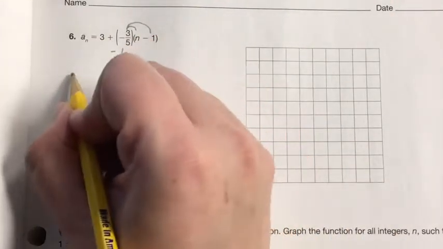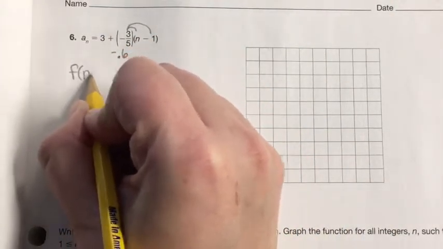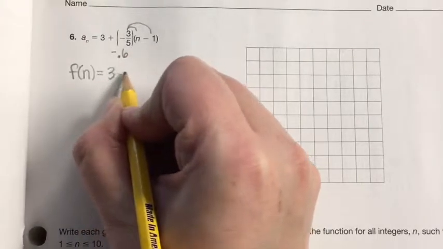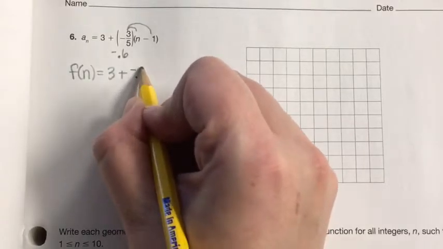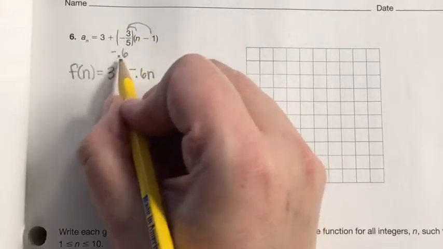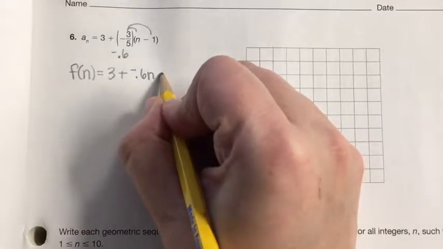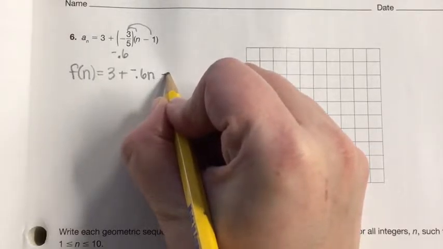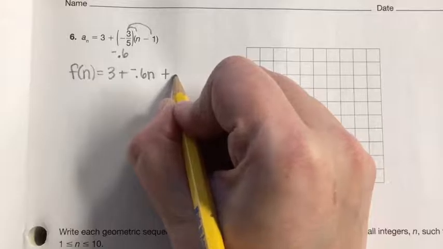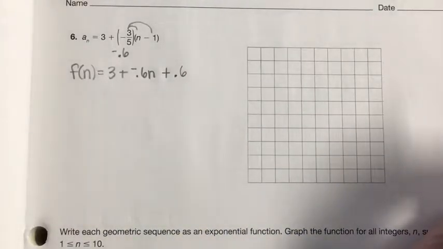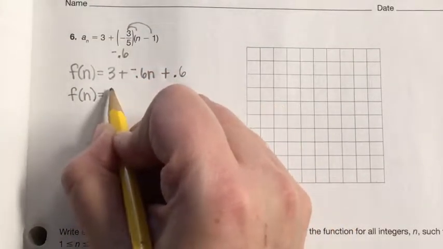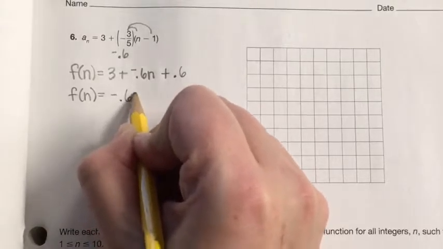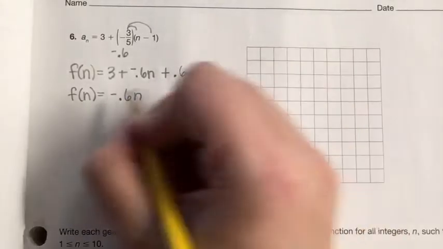So then, we would have f of n is equal to 3 plus, and then what is negative 0.6 times n? Negative 0.6 n. And negative 6 times negative 1. Negative times negative is a positive, and then it's going to be 0.6. Feeling okay with this? Now what's the last step? You add like terms, those two.